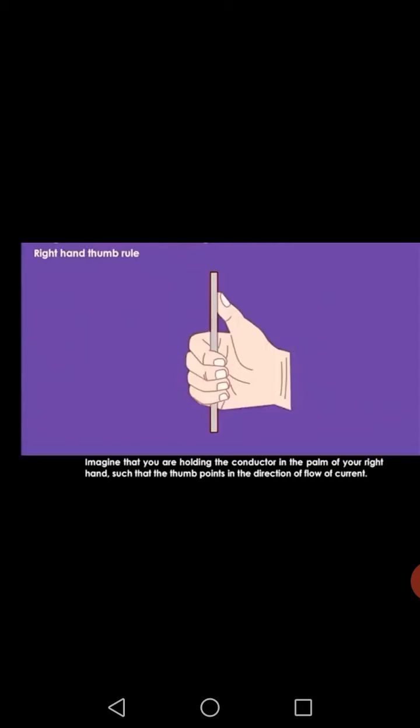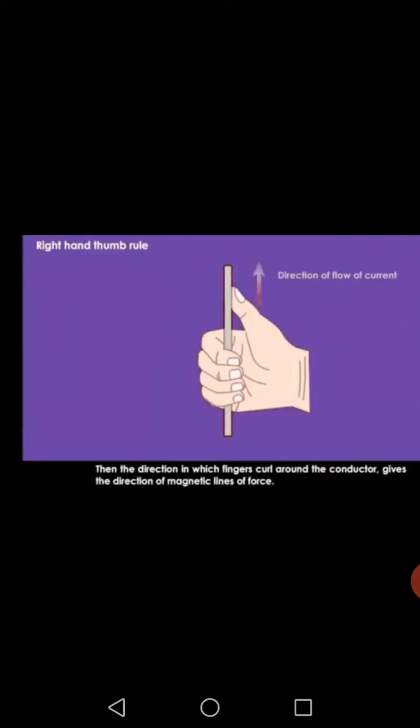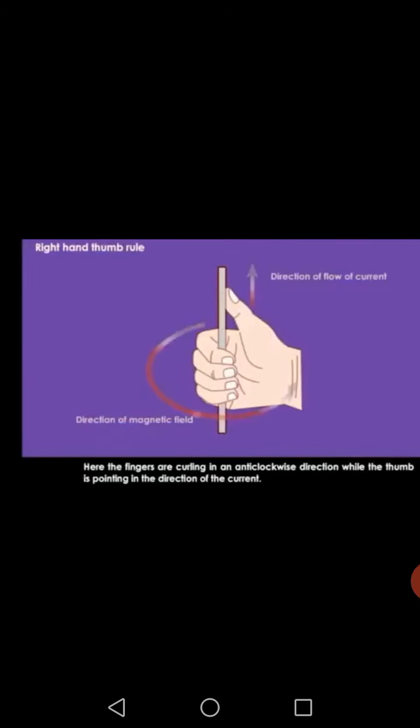So see here, imagine that you are holding the conductor in the palm of your right hand in such a way that the thumb points in the direction of flow of current. This thumb gives the direction of flow of current. Then the direction in which the fingers curl around the conductor gives the direction of magnetic lines of force.